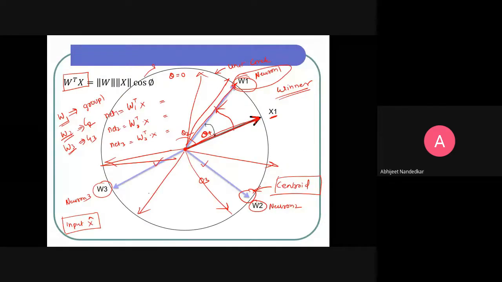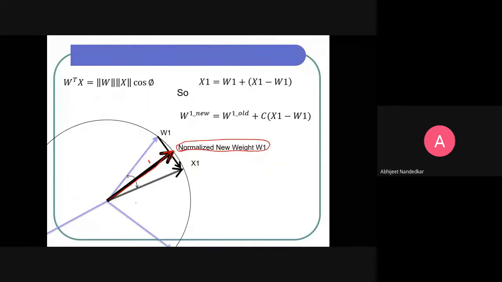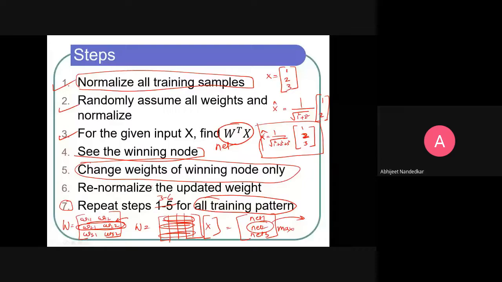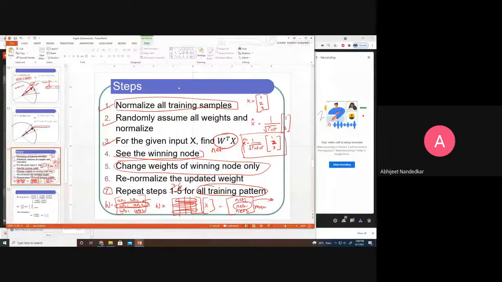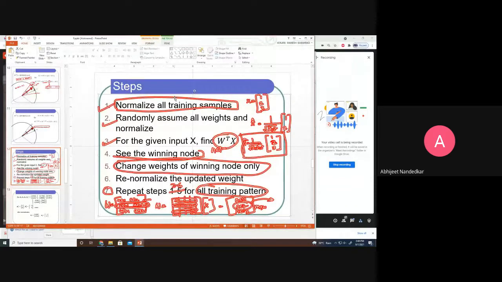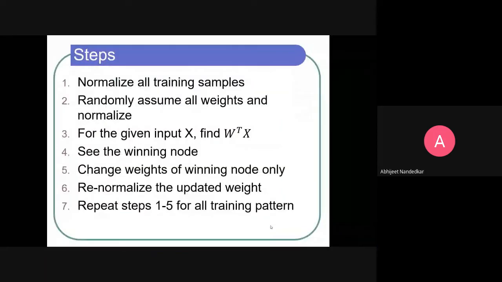Now we have seen the procedure, how it works. Let us go to the steps. Let me clear this, just 1 second. These are the steps to train the layer. First is to normalize all training samples, that is a must. You will make the length of each training vector equal to 1. That is called normalization.